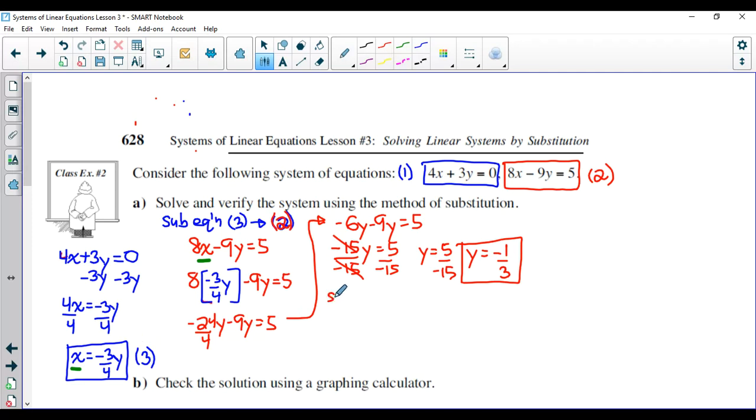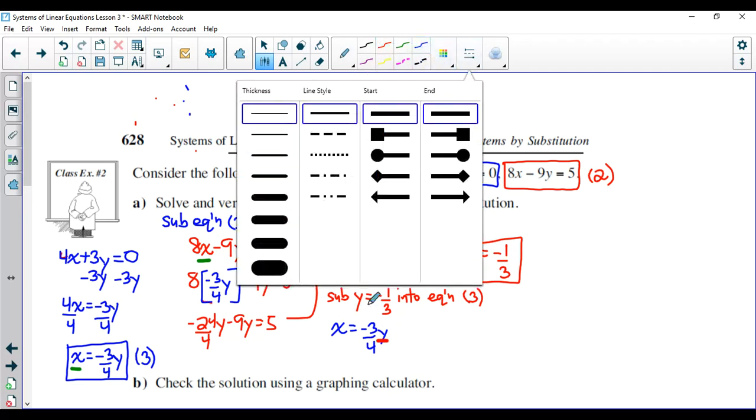So I'm going to sub y equals negative a third into equation 3. Okay, so equation 3 is x is equal to negative 3 over 4y. So we're going to take this y value and we're going to plug it in right here.